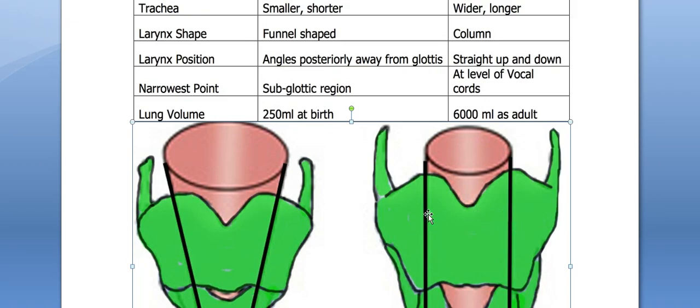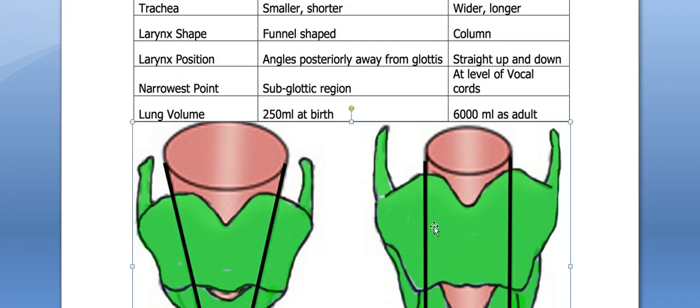Whereas in adult, the narrowest portion will be where the vocal cords are present, because at rima glottis, the vocal cords are two shelf-like projections within the inner surface of the thyroid angle. So this area is the narrowest portion in the adult, the glottic portion. The volume of the lung in pediatric is really low, it's just 250 ml at birth, but in adult we know that it's 6 liters, that is the vital capacity of the lung. So the amount of time the child can speak is really less when compared to that of an adult who can speak continuously, right? That's because of the higher lung volume.